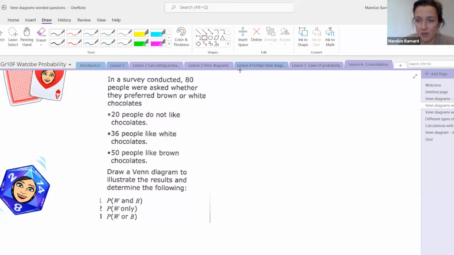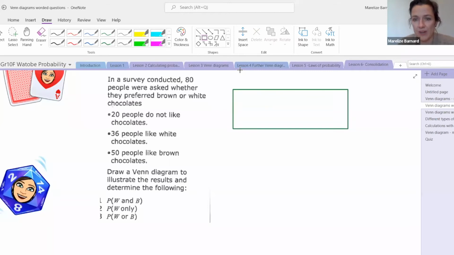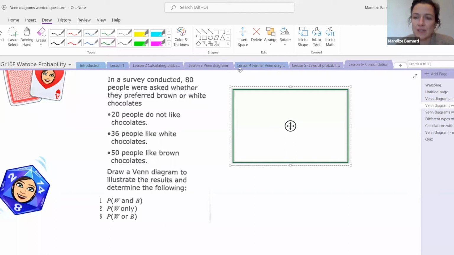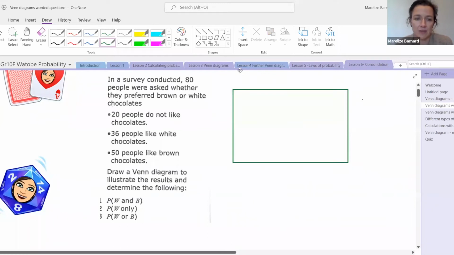Okay, so I'm going to give you another minute or two to start your Venn diagram. Let's see how this goes. We'll check in about 2 minutes, but you must start drawing. Just focus on your Venn diagram. Don't look at the questions yet. We don't need to right now. We just need to figure out our Venn diagram first.